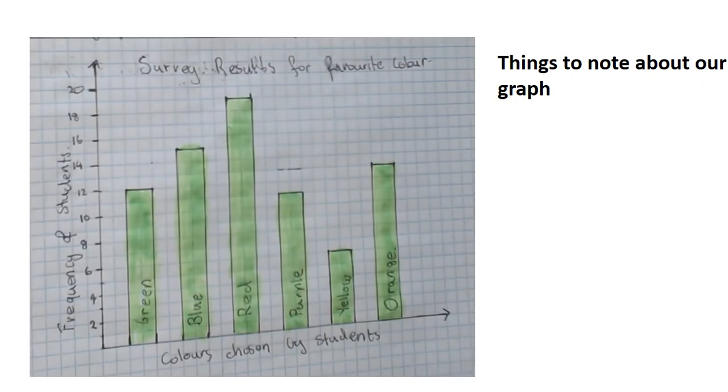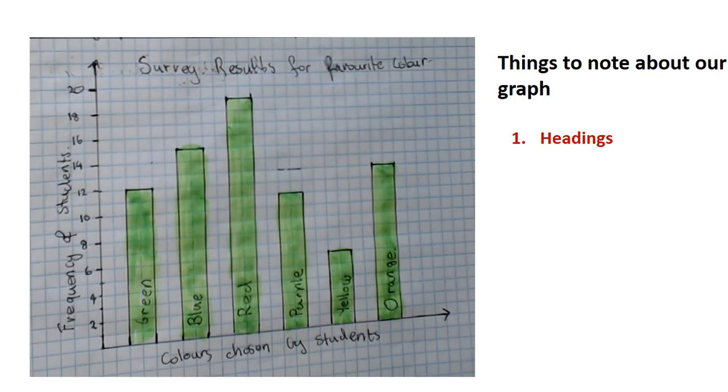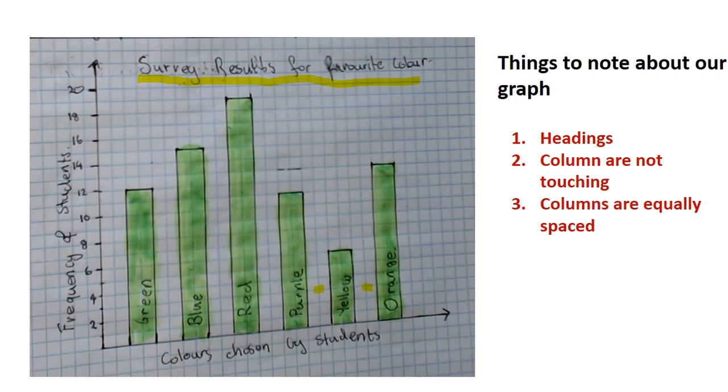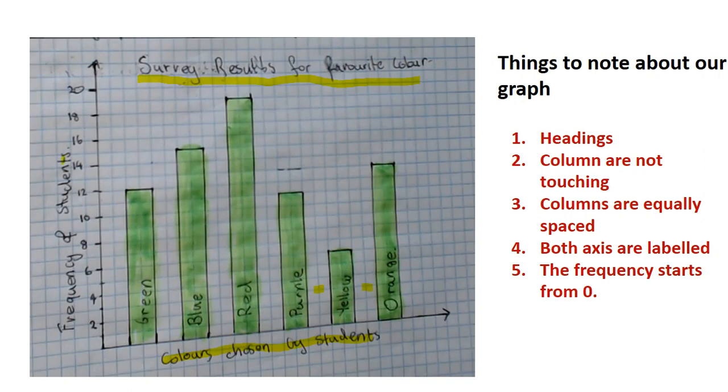Things to note about our graph. One, the heading. There was a clear heading. The columns weren't touching. The columns were equally spaced. Both axes were labeled, so the x-axis, which is the horizontal axis, and the vertical axis, which was this axis right here. And the frequency started from 0. So it went up by 2, and it started from 0.